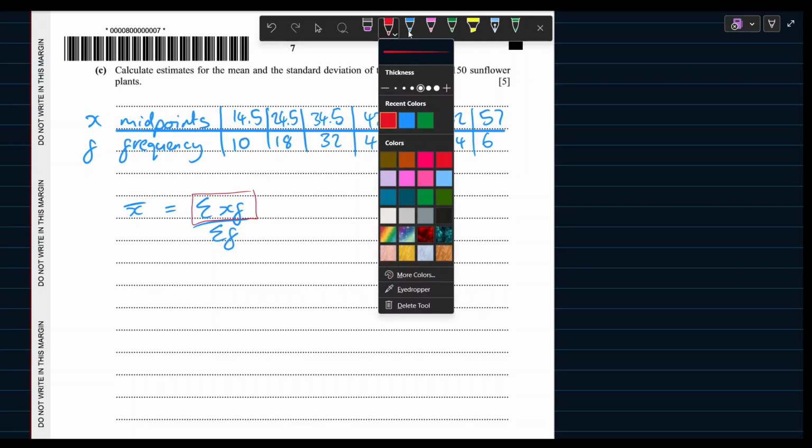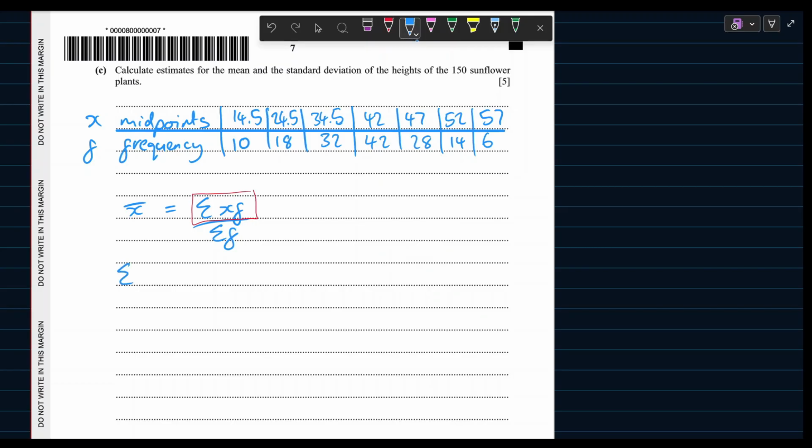Alright, so that's going to be the summation of xf is equal to, so 14.5 times 10 plus 24.5 times 18 plus 34.5 times 32 plus 42 times 42 plus 47 times 28 plus 52 times 14 plus 57 times 6.